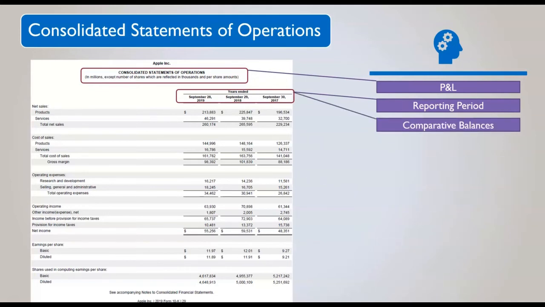The comparative balances that Apple is showing here include 3 years of information. The reason is because Apple Inc. reports under the US GAAP accounting framework. In contrast, for companies that report under IFRS, or the International Financial Reporting Standards accounting framework, they would only show 2 years of comparative information for their P&L or their statements of operations.